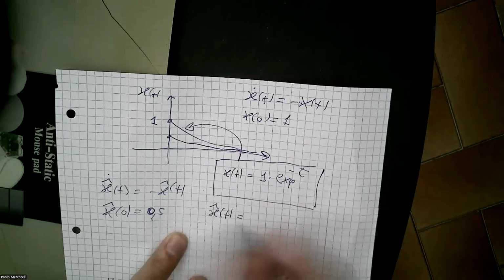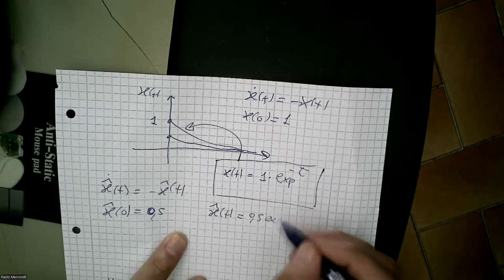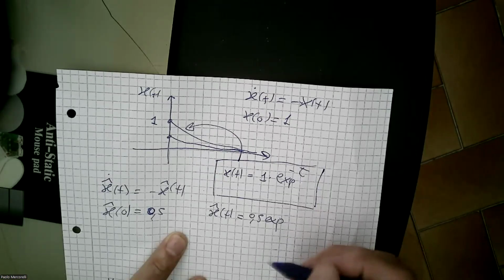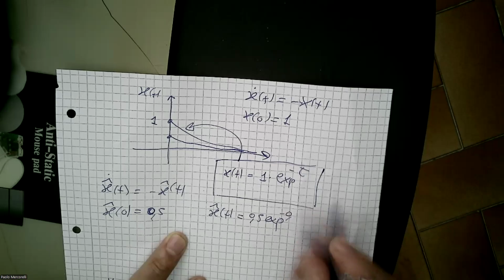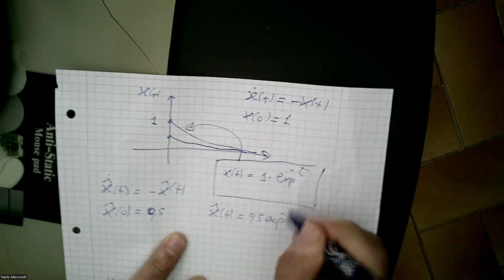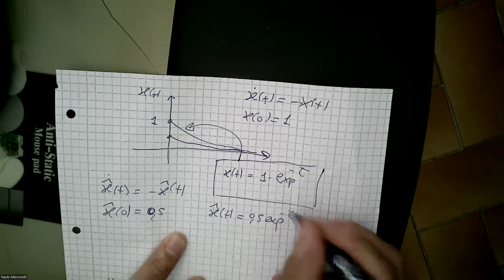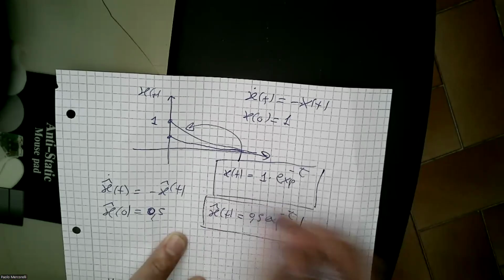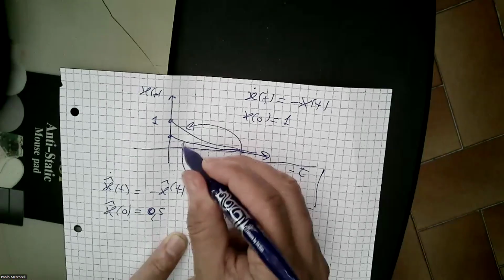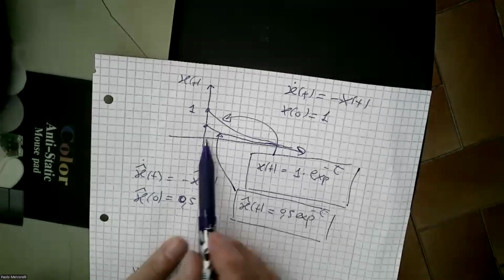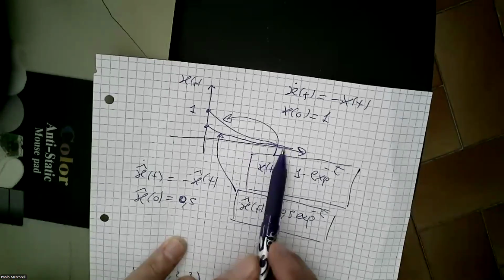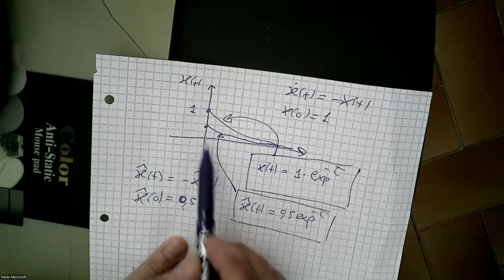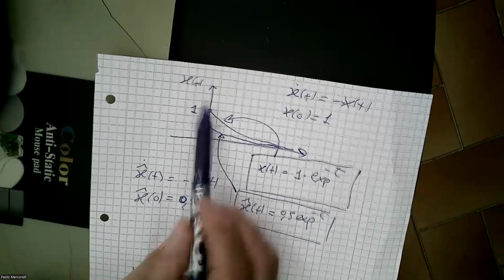X hat is 0.5, the initial condition, with exactly the same exponential as the solution of the real system. The exponential profile is, as I told you, exactly the same. But the profile of the solution which is here is not the same. Not only is it not the same, x hat will reach x in infinite time.